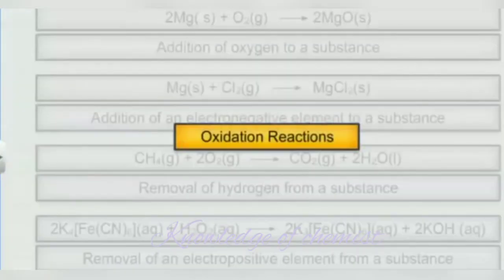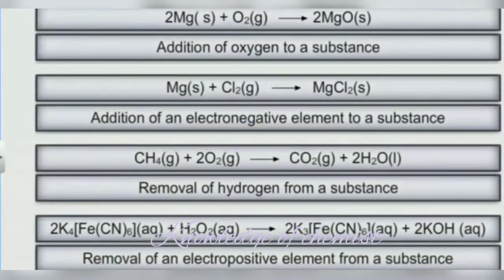Here are examples of oxidation reactions. In the first reaction, adding oxygen to magnesium gives us magnesium oxide. In the second equation, chlorine, an electronegative element, is added to magnesium. The result of this reaction is magnesium chloride. In the third equation, hydrogen is removed from methane, which is oxidized to carbon dioxide. The resultant products are carbon dioxide and water.